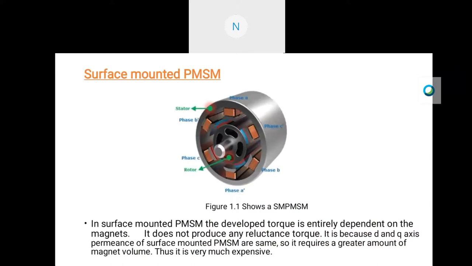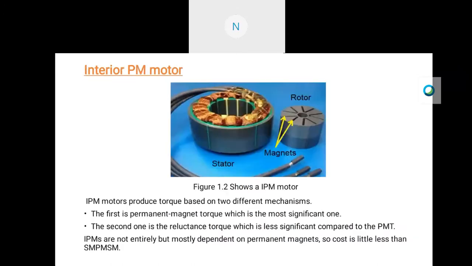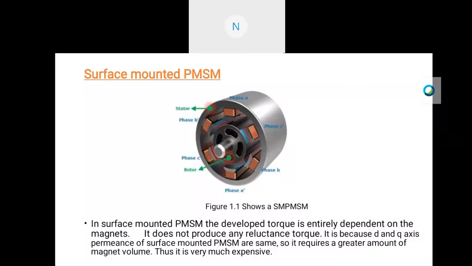Okay, in surface mounted PMSM, the developed torque is entirely dependent on the magnets. It does not produce any reluctance torque. It is because the D axis and Q axis permeance of surface mounted PMSM are the same. So it requires a greater amount of magnet volume, thus it is very expensive. These are the problems with surface mounted motors, because it only provides torque from the magnet. So the magnet has to be so strong that it pulls the vehicle at a certain speed.